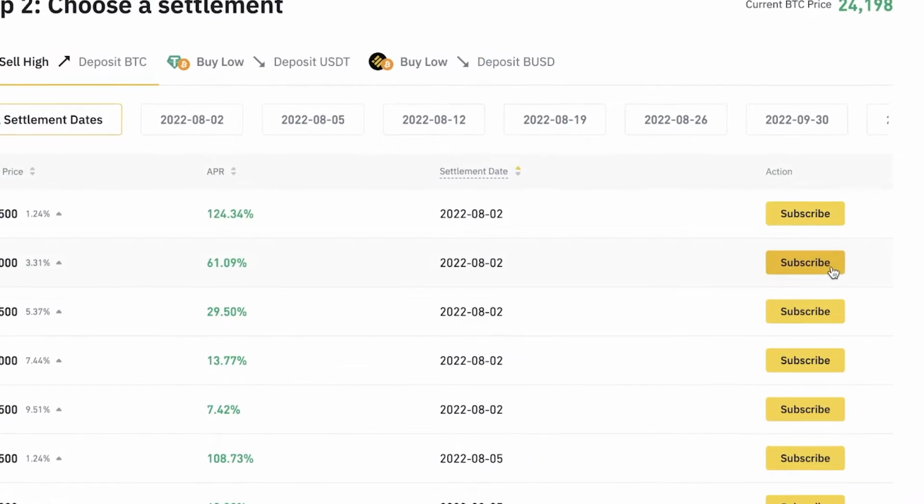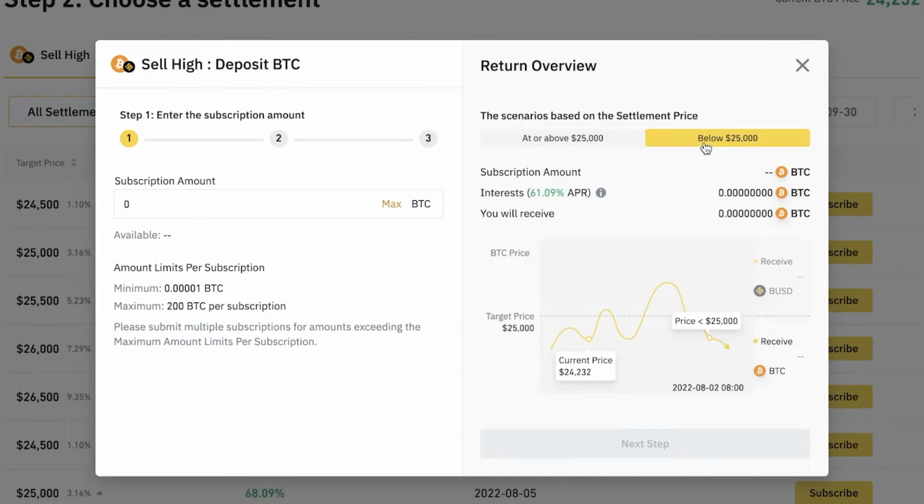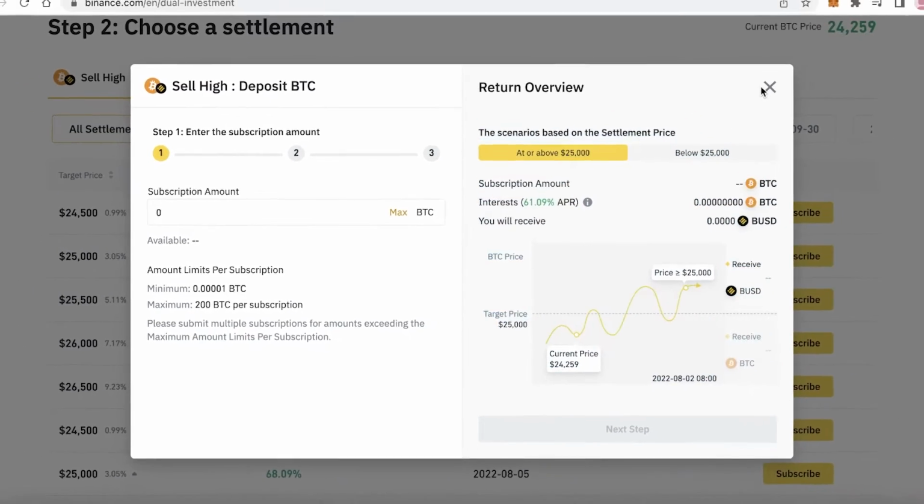Now let's say we click on subscribe over here, and now you can enter the subscription amount. So you're basically giving this person access to BTC, and over here you can see the current price and the price you would be receiving. Or if you do a below trade, then this would be the current price and the target price is 25,000. And if you do a low trade, then you would be receiving BTC at this price as well. So depending on your expectation of the price of crypto, you can make a trade accordingly.